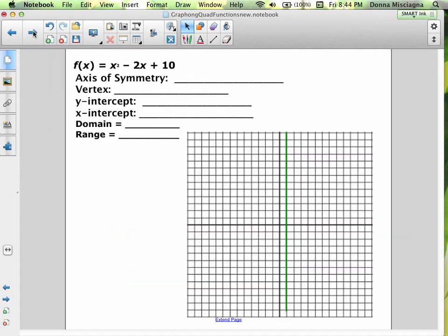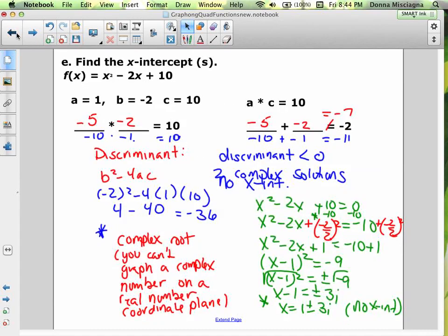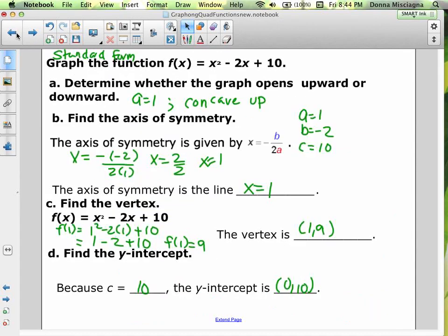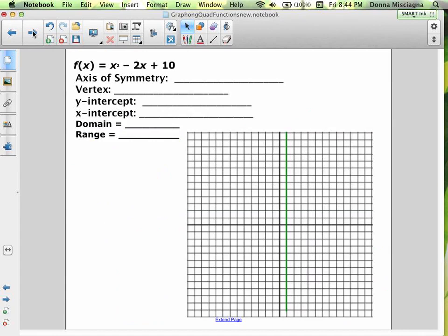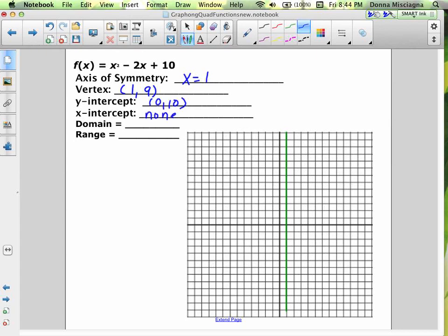All right, our axis of symmetry, if you remember way back before we started finding our complex solutions there, it was 1, 1, 9. And so we only had 2 points here, 2 little itty bitty points. We're going to have to get some more points. All right, so our axis of symmetry was x equals 1. The vertex was the point 1, 9. Right, we plugged 1 in and we got 9. And then our y-intercept is 0, 10. And there are no x-intercepts, right, because we have 2 complex solutions.